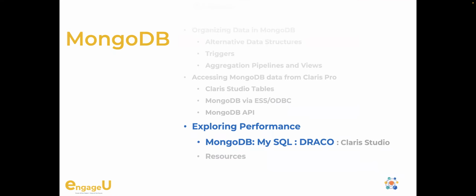And we're going to look at exploring performance. I'm going to look at doing a basic task I think I mentioned before in MongoDB, having the backend data in MySQL and the backend data in Draco. I was going to have it in Claris Studio, and for reasons that I'll explain in a minute, I haven't done that.